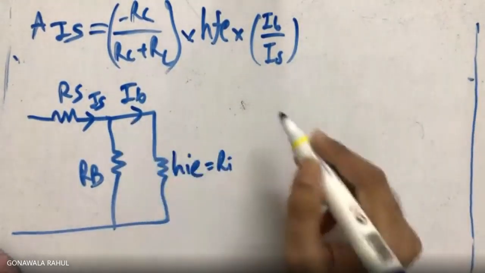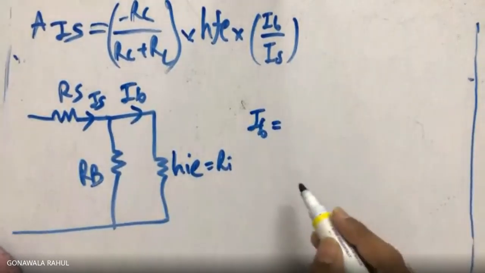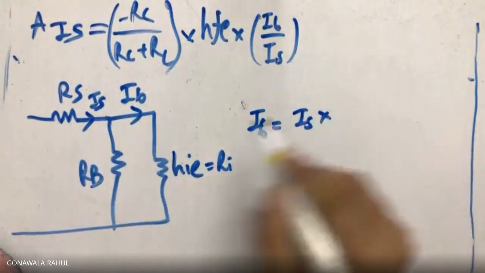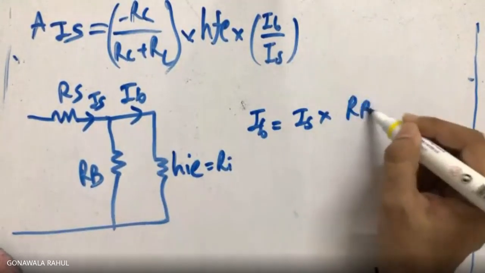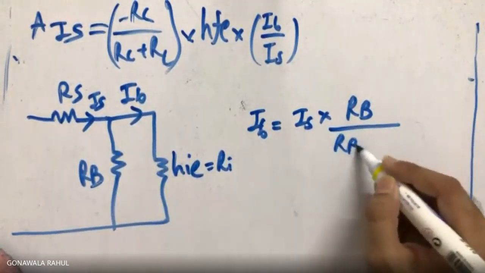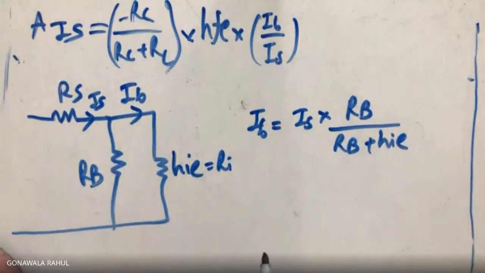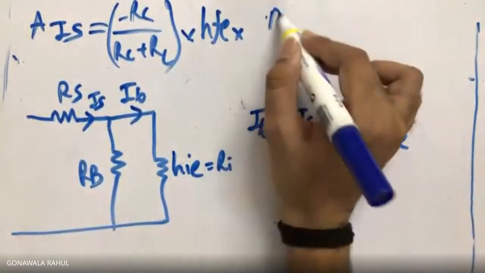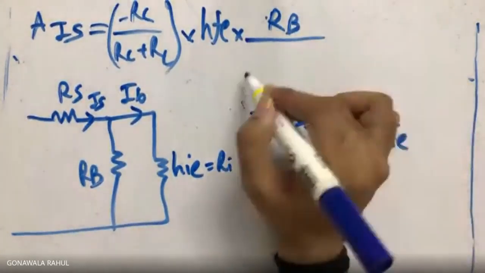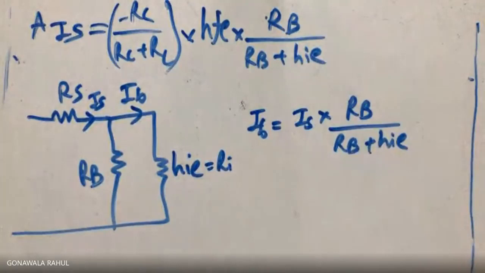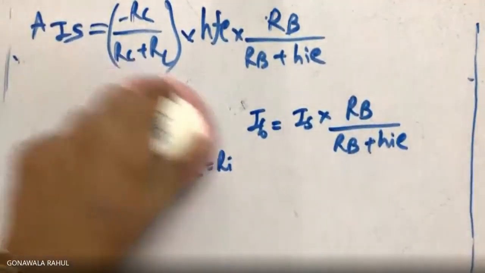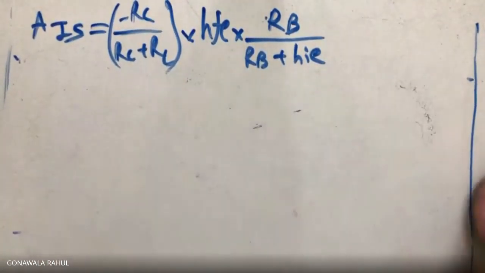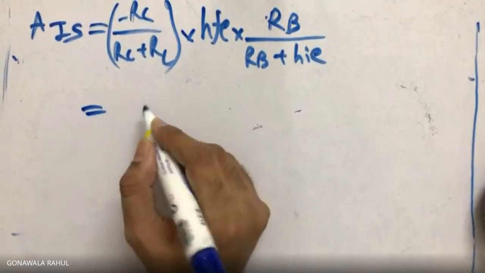Here IB is equal to what? Both directions are the same, so IB is equal to IS into the opposite direction resistor RB upon the total. So this is the equation. So IB by IS, from this we can write, is RB by RB plus HIE. So that was AIS. Clear? We can simplify this directly by rearranging the terms.